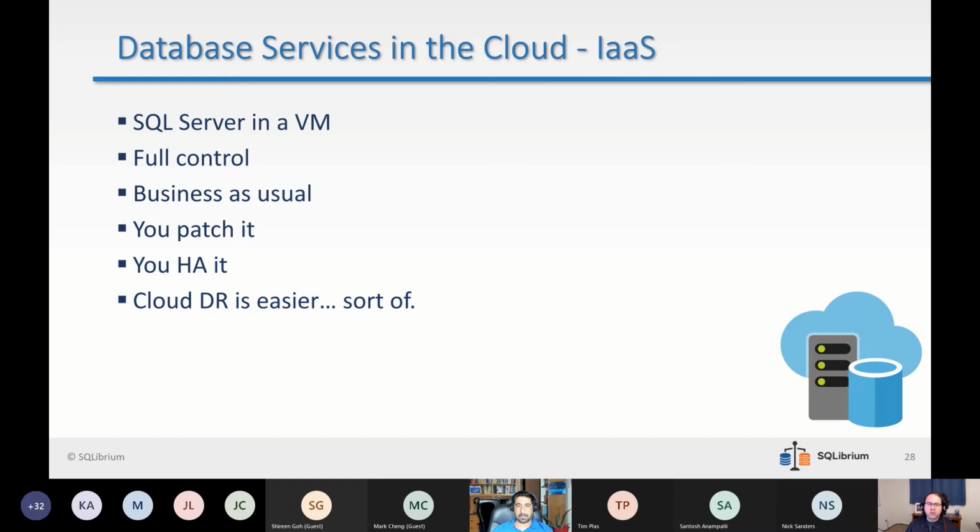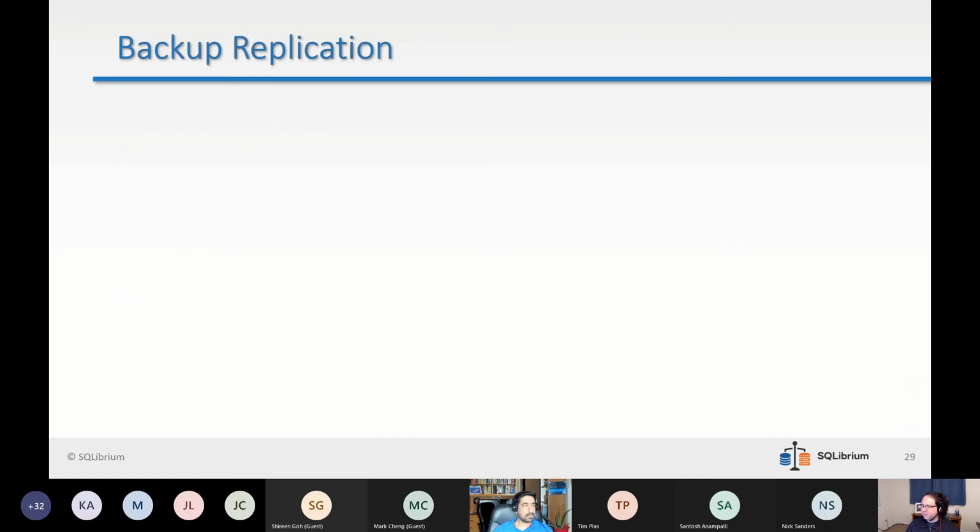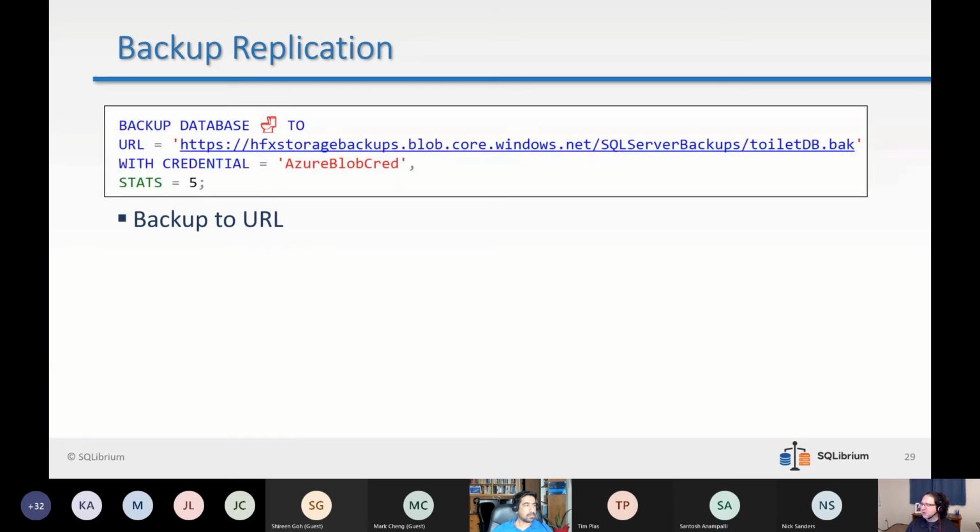DR in the cloud can get easier, maybe. You can back it up over to Azure Blob. You can do replication out from that. So it gets a little bit easier in terms of turning the stuff back on, but you still have to design it. Backup replication, you can have fun backing the stuff up directly to a URL.